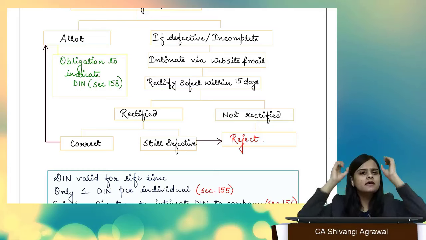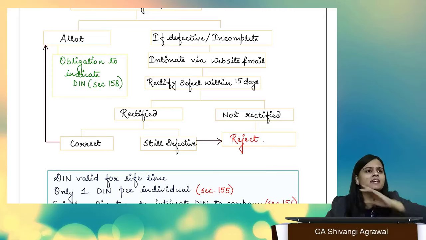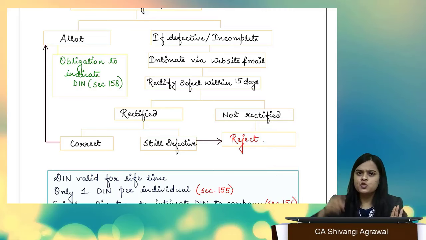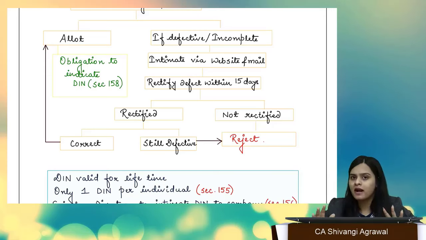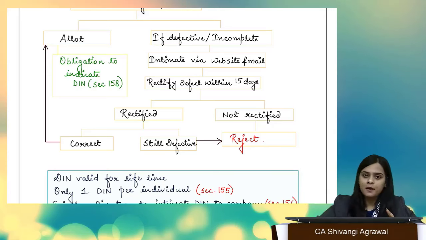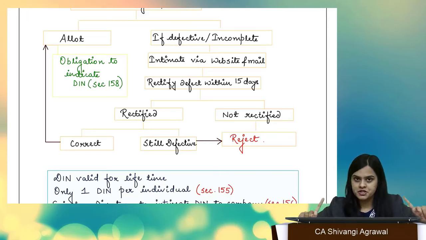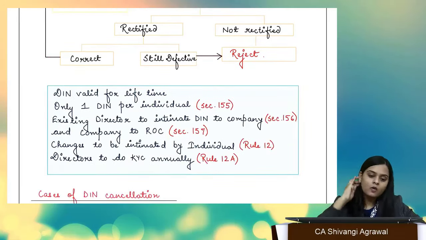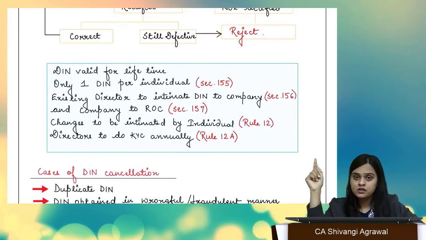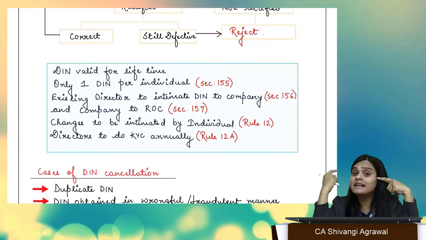Now whatever DIN you have obtained is going to stay with you for your life, no matter in which company you become a director. You become a director in XYZ, PQR, X Limited, Y Limited, doesn't matter. One DIN for all the companies and one DIN for your life. It's never going to change. Only one DIN is allowed for every individual. Just like you cannot have a duplicate PAN, you cannot have a duplicate Aadhaar, likewise you cannot have a duplicate DIN.